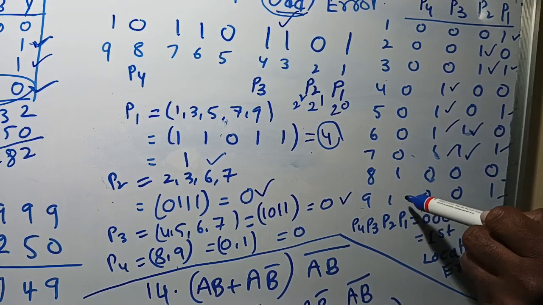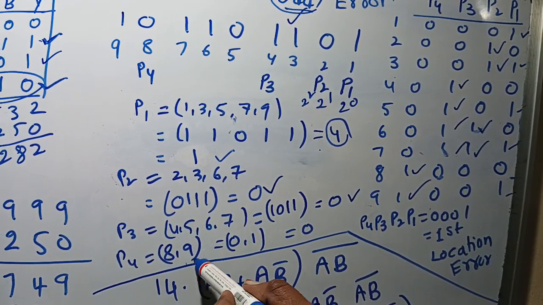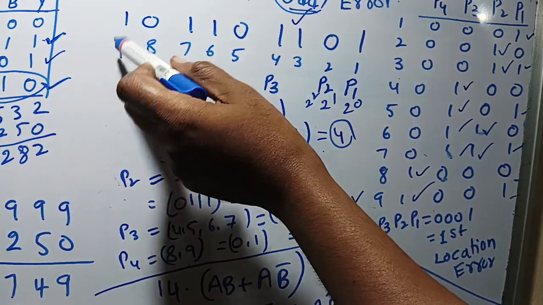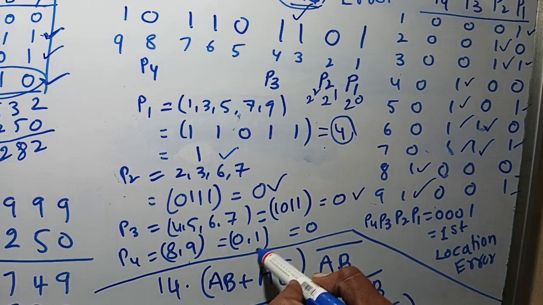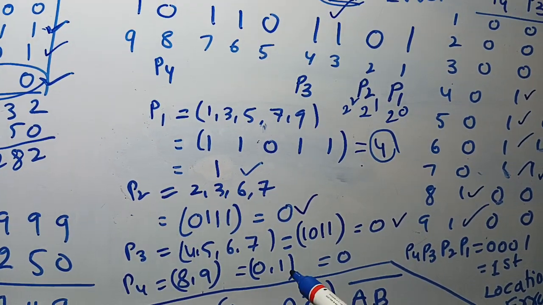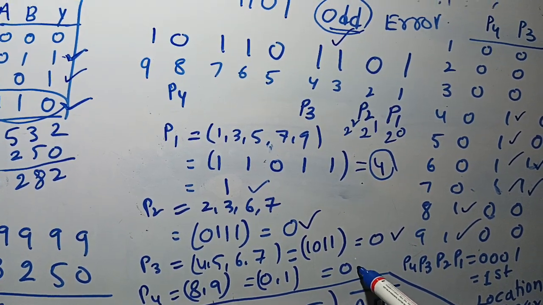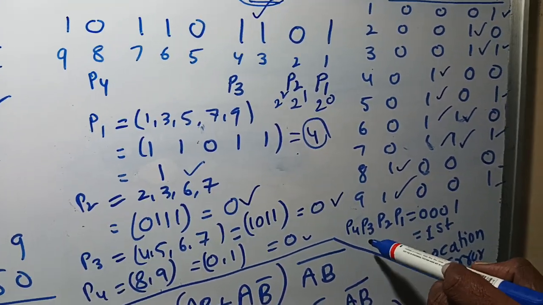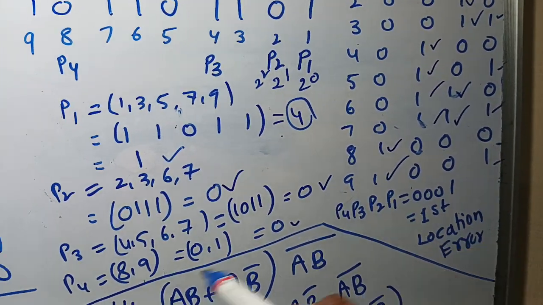P4 is 8, 9. 8 is 0, 9 is 1. Again here the number of ones is 1. Only one 1 is there. 1 is an odd number. There is no error. 0. Finally the error is P4, P3, P2, P1, you can write.